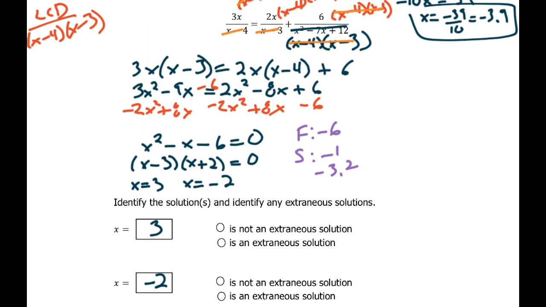Extraneous means if you plug it into any of your denominators, you would get 0 in the denominator. So if I plug 3 into this denominator, I would get 0 on the denominator, which means that 3 is an extraneous solution. Negative 2, whenever I plug it into any of my denominators, I will never get 0 here. So x equals negative 2 is not an extraneous solution.